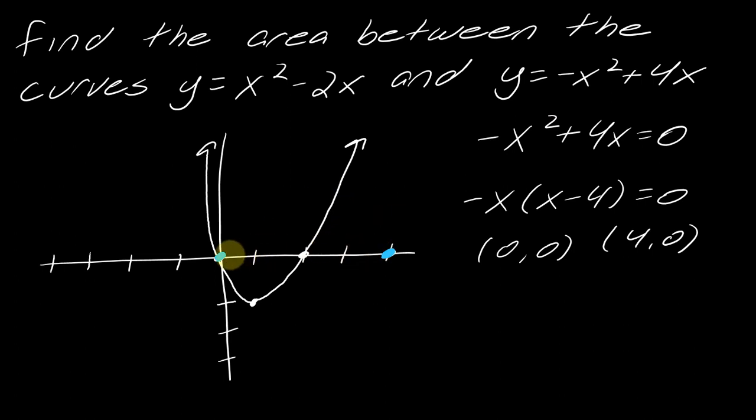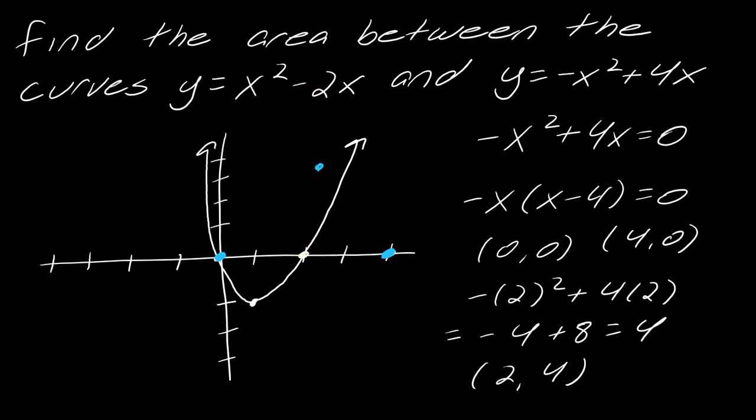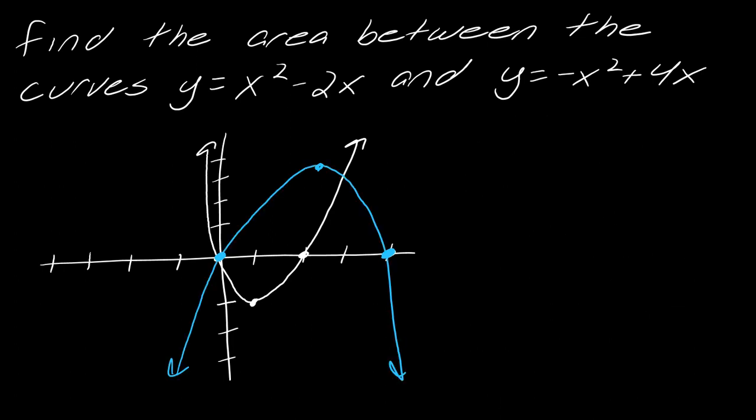So I'll just choose a point in between (0, 0) and (4, 0). I'll choose this point here, which is x = 2, and I'll plug that in. I just plug it straight into the function, calculate it out, and I get (2, 4). Okay, so my second function looks like this.